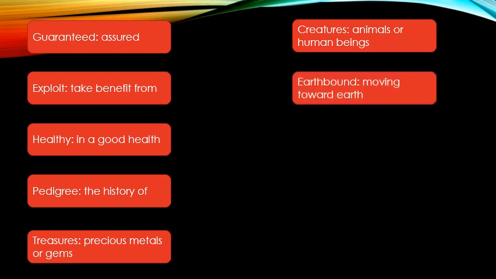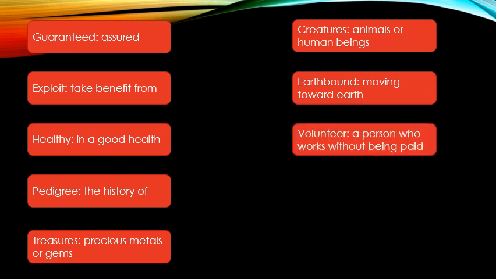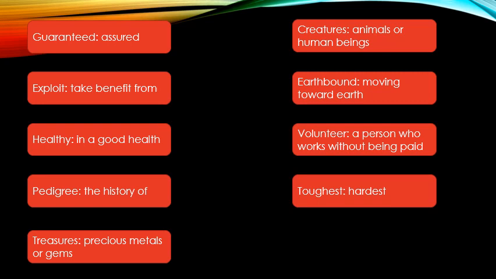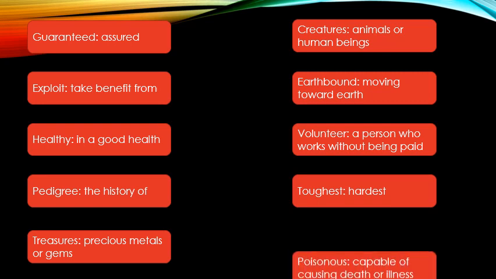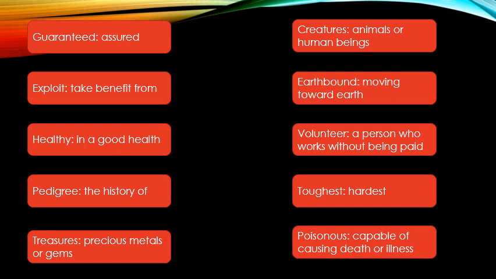Earthbound, when something is moving toward earth, we say it's earthbound. Volunteer, a person who works without being paid. Toughest is the hardest. When we say toughest, we mean the hardest. Poisonous, when something is capable of causing death or illness.